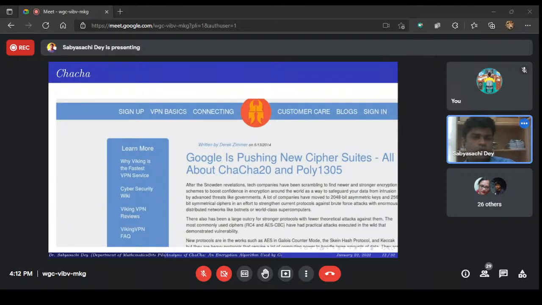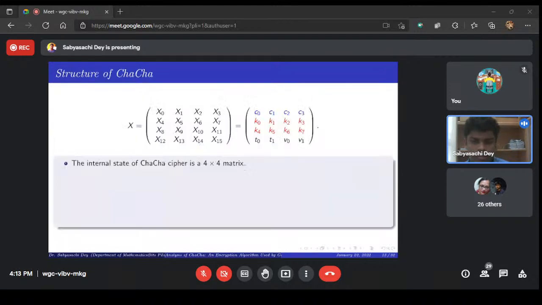This is a screenshot of a news item from 2014 where Google was moving towards ChaCha. This news shows that initially there was a cipher called RC4, which was a famous cipher also. It was being used by Google for almost 20 years. Now after this, Google has moved to ChaCha, and in 2016 Google permanently adopted ChaCha for their encryption scheme.